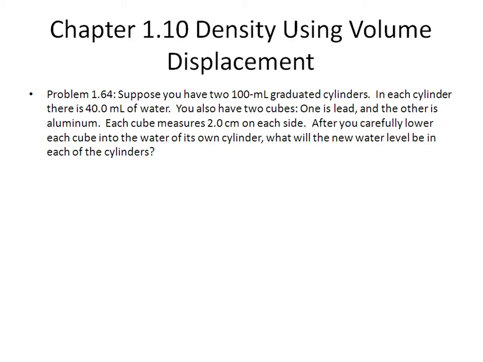Hi everyone, this problem comes from chapter 1.10, density using volume displacement. This problem tends to give students a little bit of a harder time because it's not your typical problem where you submerge an object and then it tells you the final and the initial volume, and then you go from there and solve for density or mass. Here it looks like you may not be given enough information, or you're given a little too much information, but I'm going to go through here and explain what this problem is asking.